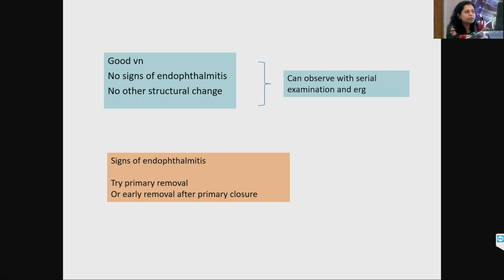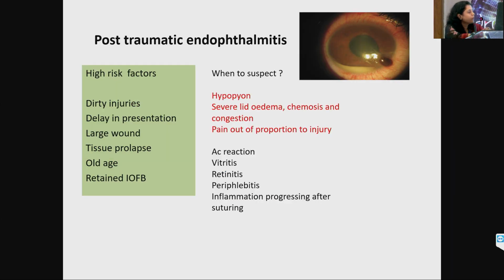But if there are signs of endophthalmitis, always try for a primary removal of the intraocular foreign body, if the view allows; or else first do the primary repair, IOFB removal later. So when to suspect a post-traumatic endophthalmitis? The high-risk factors include a dirty wound with a delayed presentation, large wound with a tissue prolapse, old age, and a retained intraocular foreign body.